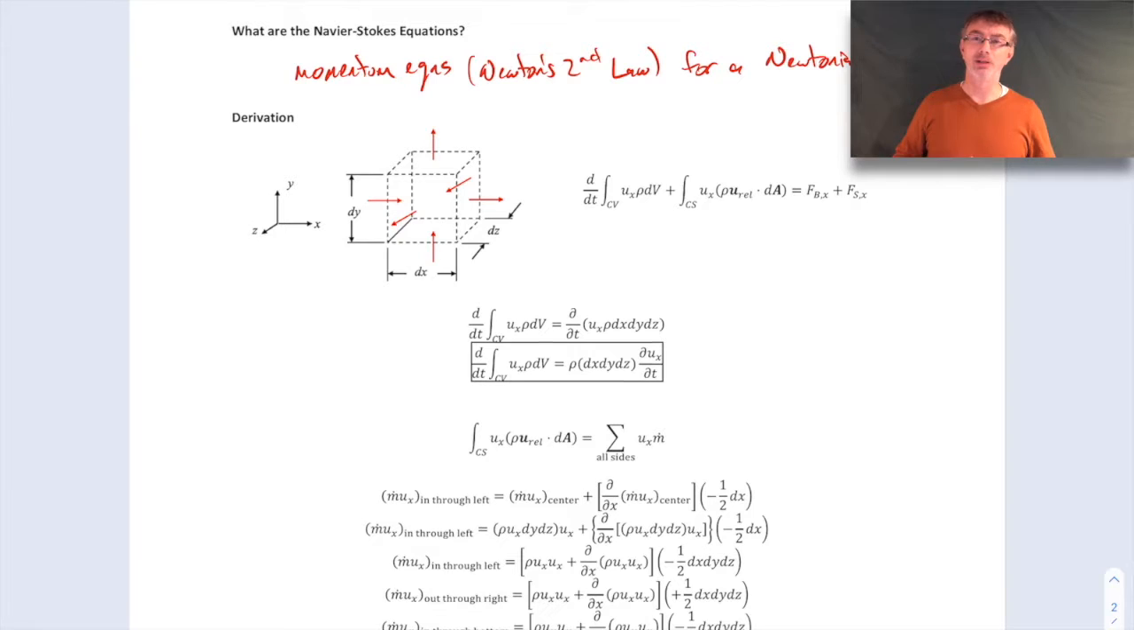Okay, so I'm gonna show you the momentum equations in a moment, and then we'll plug in our Newtonian relations. That's called a constitutive relation. It just relates the shear stress to the velocity gradient. And then we'll end up with the Navier-Stokes equation. So that's what we're going to end up doing here in just a moment.